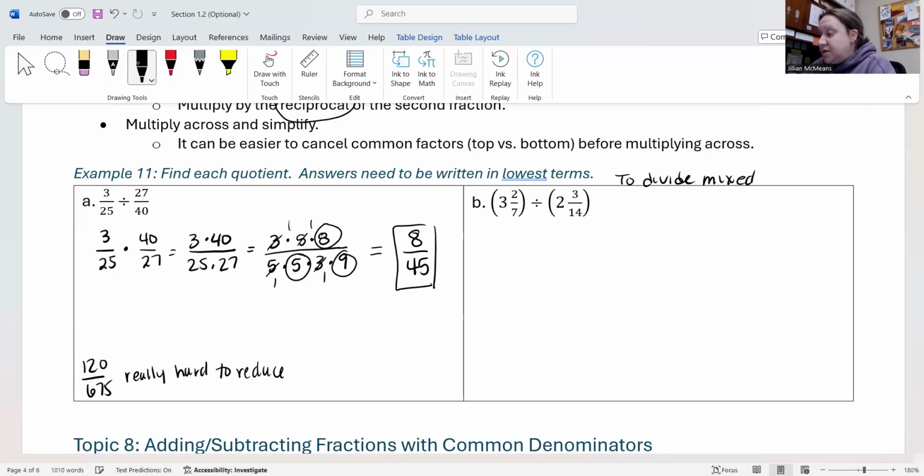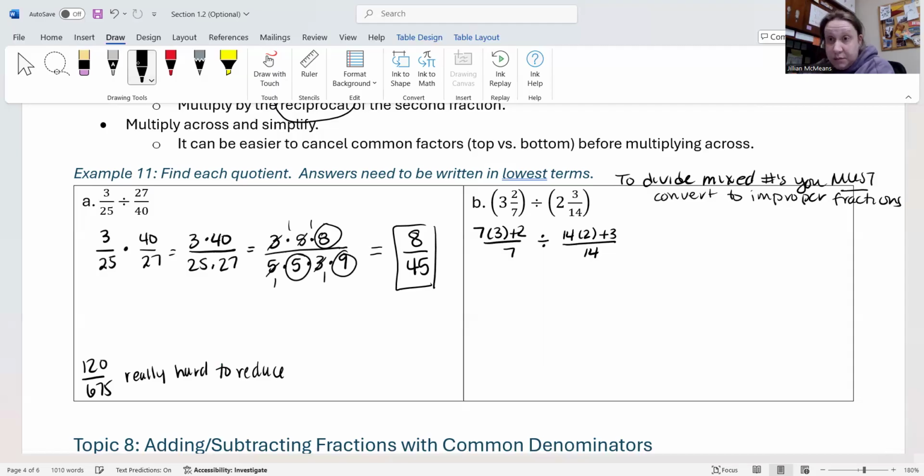Now, just like with multiplication, to divide mixed numbers, notice example B here, or example 11 part B, we have division of mixed numbers. To divide mixed numbers, you must convert to improper fractions. It's non-negotiable. You have to do this, okay? So remember, what we do is we take the denominator times the whole number, so 7 times 3, add the numerator, keep the denominator. So again, we take the denominator, multiply it by the whole number, add the numerator, and then keep the denominator.